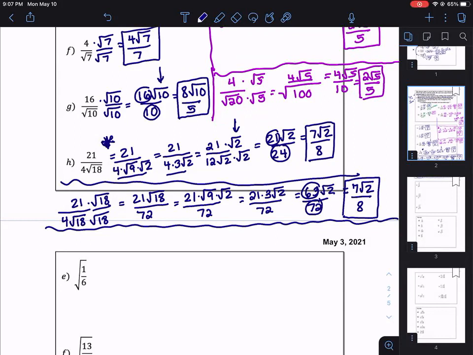And then the last example method is going to be to multiply radical 18 by a number that makes it a perfect square. Interestingly enough, when I multiply the top and bottom by radical 2, the square root of 18 times the square root of 2 is the square root of 36. That happens to be a perfect square. It's 6. And then I would divide the top and bottom by 3, giving me 7 radical 2 over 8.